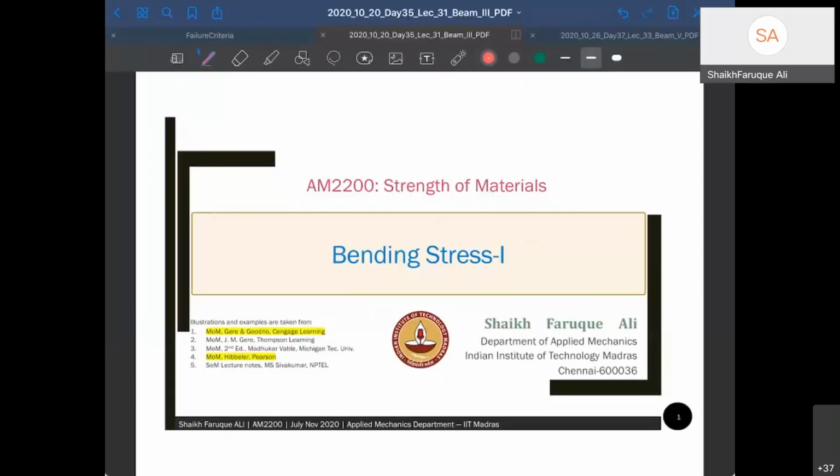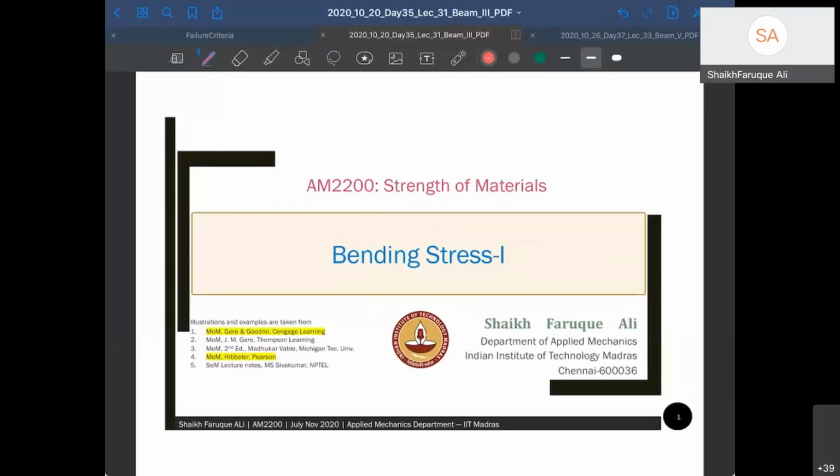Good morning, everyone. We have covered axial forces and axial stresses. Then we have covered torques and torsional or shear stresses, and then twist. Today we are going to start on bending stress.